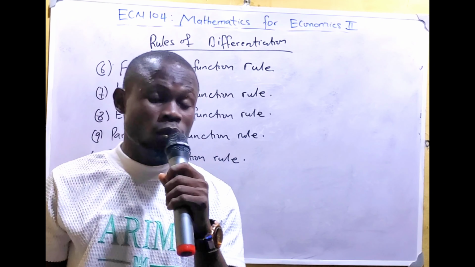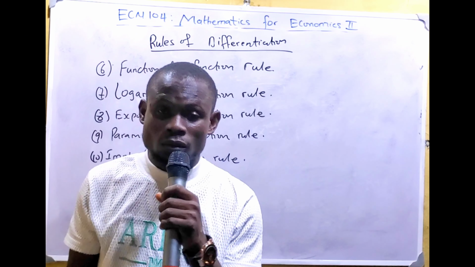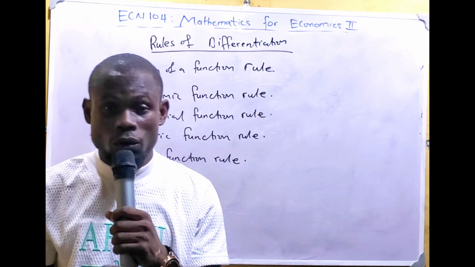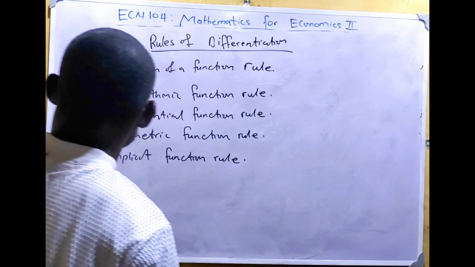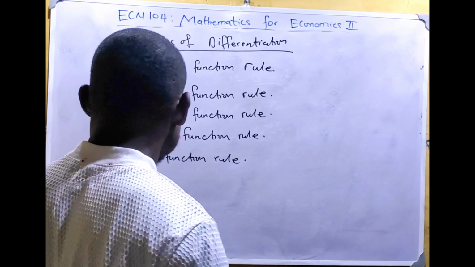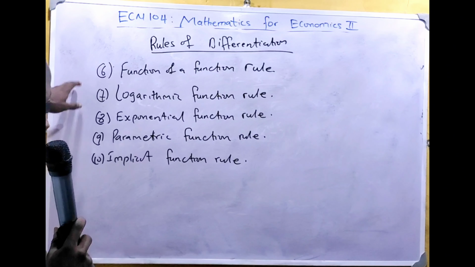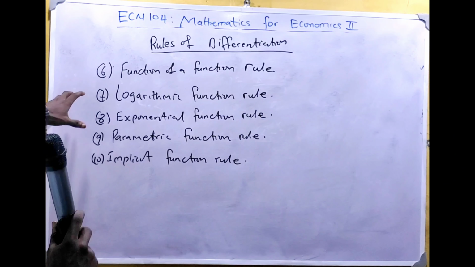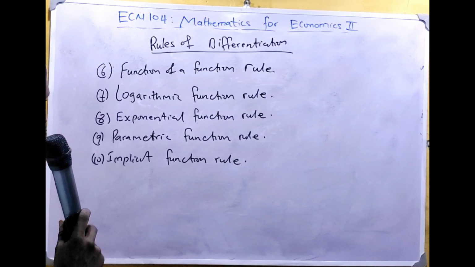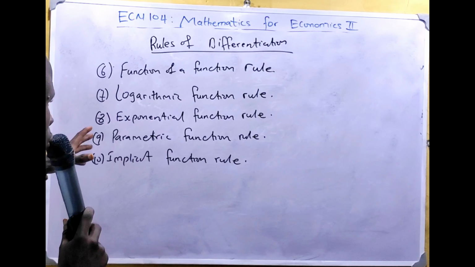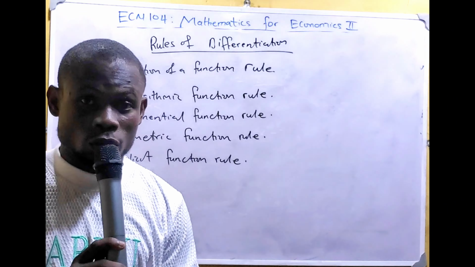So we're going to continue our discussion on rules of differentiation. We've already observed the first five rules of differentiation. Now we'll be looking at the other five rules of differentiation. Here we'll be discussing the function of a function rule of differentiation, the logarithmic function rule of differentiation, the exponential function rule of differentiation, the parametric function rule of differentiation, and the implicit function rule.